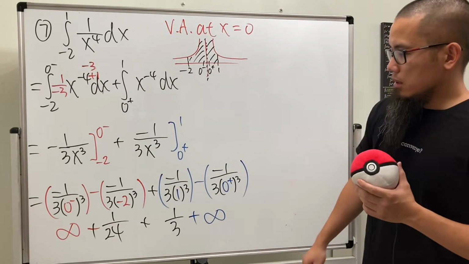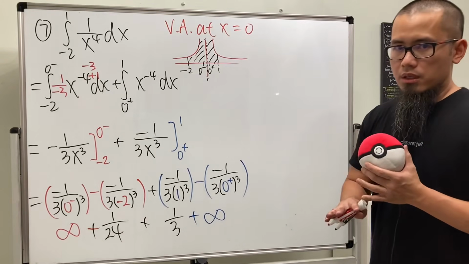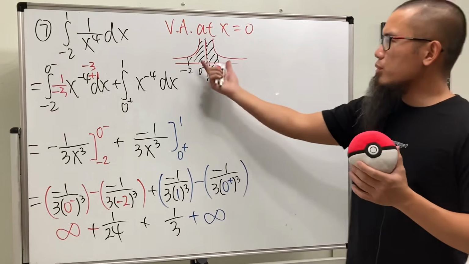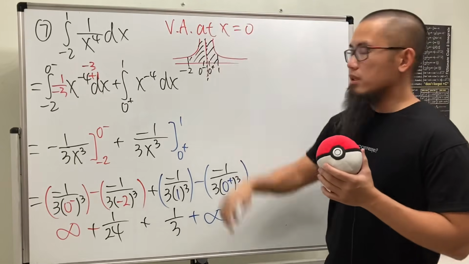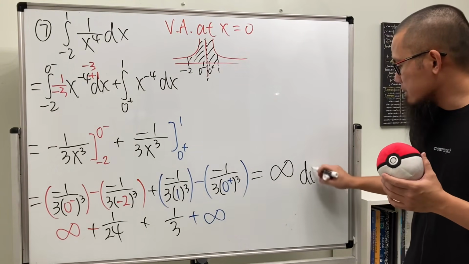As you can see, we have an infinity and a plus infinity. So this right here is not debatable. It just goes past infinity. And you can look at it from the graph right here as well. So this right here diverges to infinity.